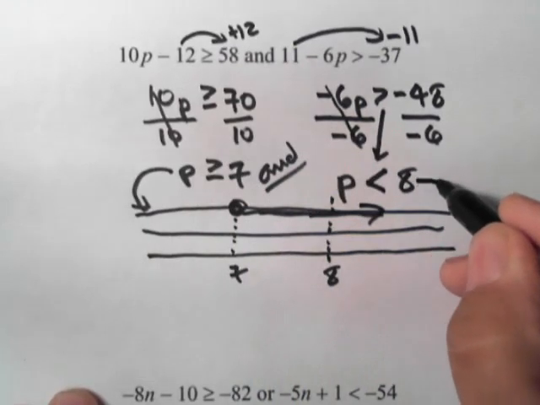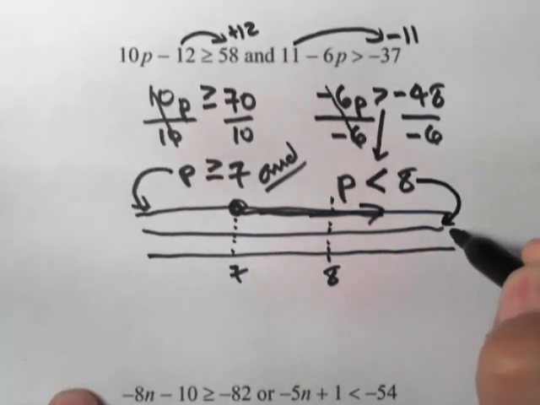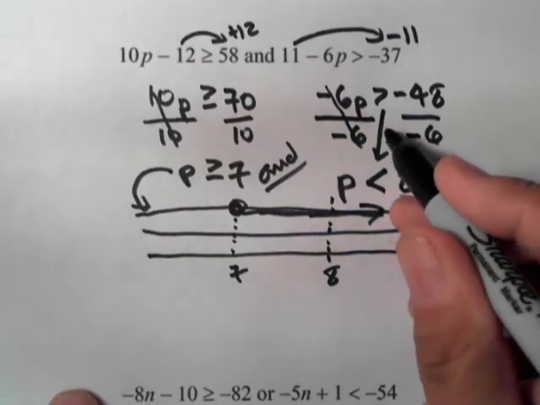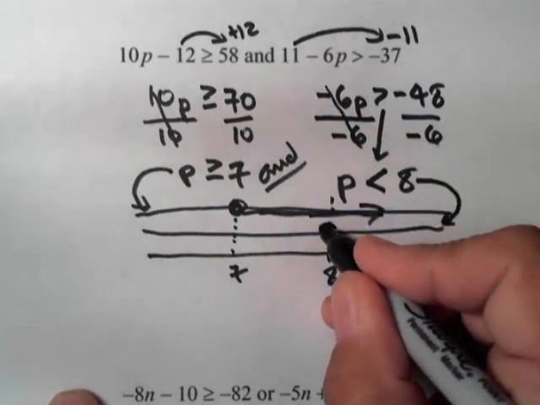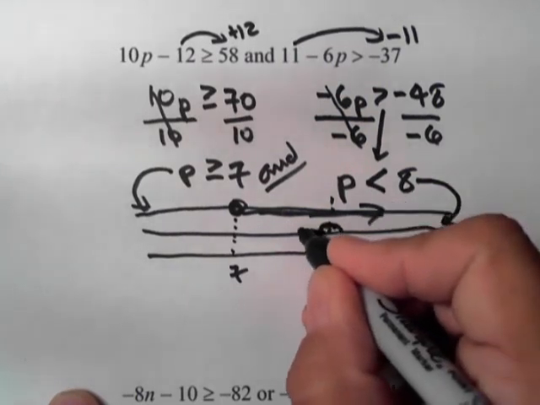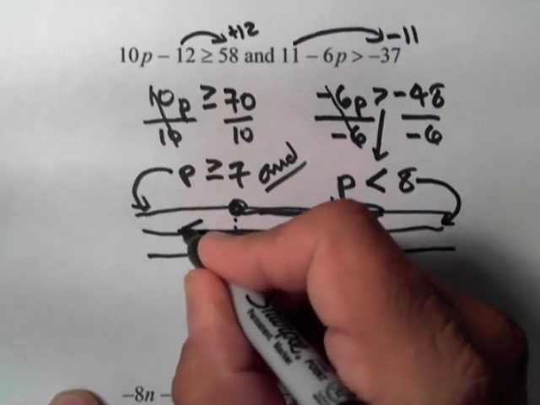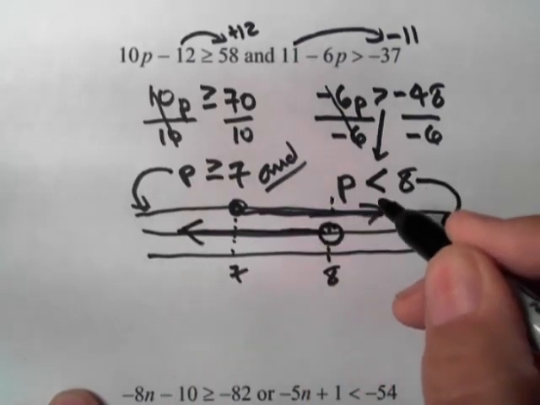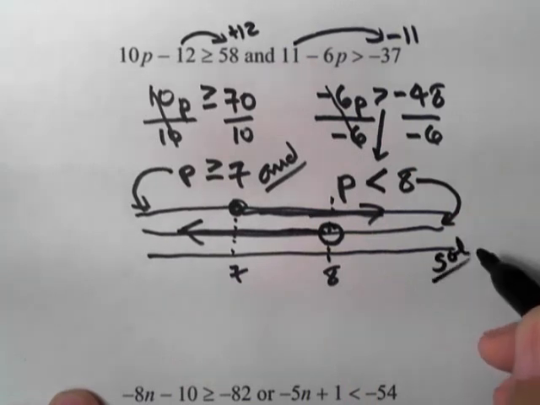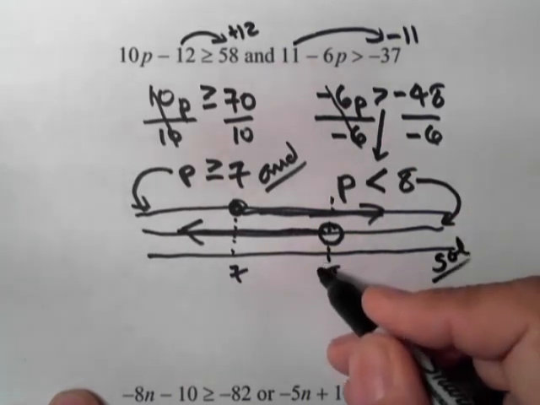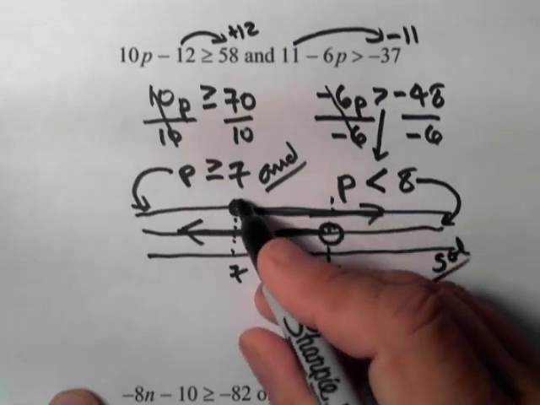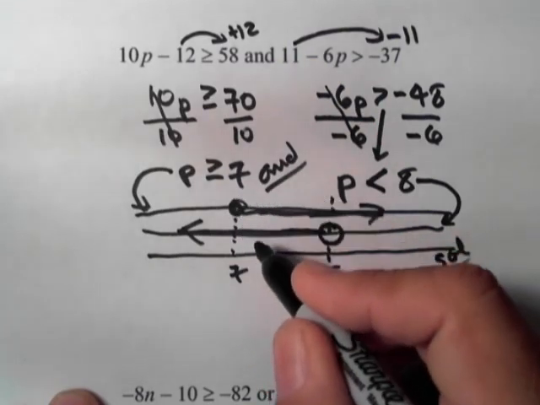Okay, the second guy here. Boundary is 8, but notice no equal bar, so that means I make an open circle, and the p is getting smaller. It's going this way. So there it goes. Okay, well, the solution down here, and the last one, since it's and, it's going to be the overlap. It's got to solve this and this at the same time.